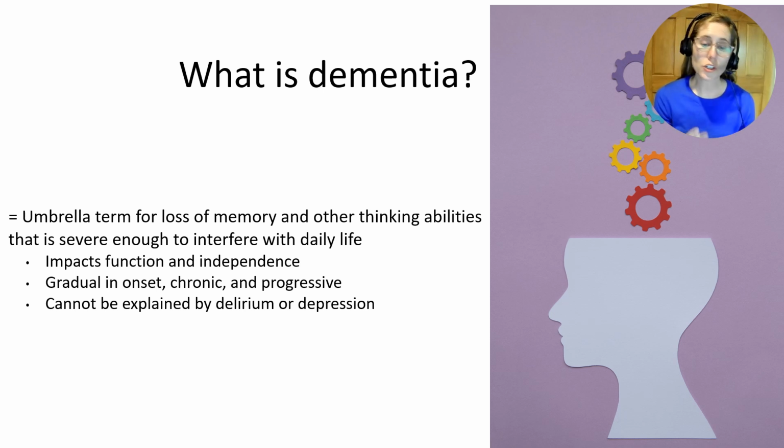Dementia is gradual in onset. It is chronic, so once you have this diagnosis, it doesn't go away, and it is progressive, so it becomes worse over time. And really importantly, as a part of this diagnosis, these changes cannot be explained by delirium or depression. I know you have a whole other discussion and presentation on these two things in a couple of weeks. So how great and important is that?